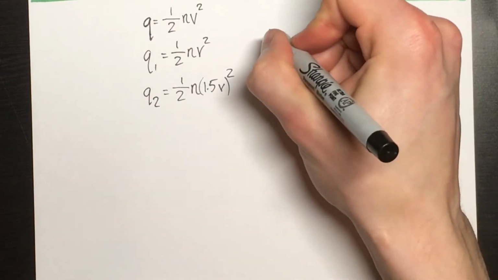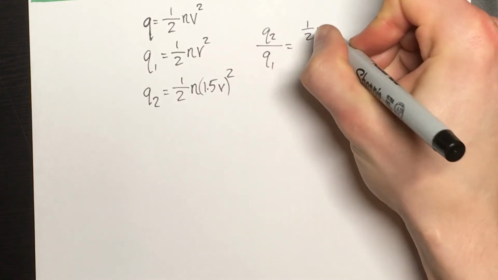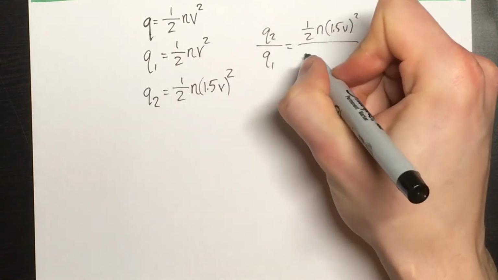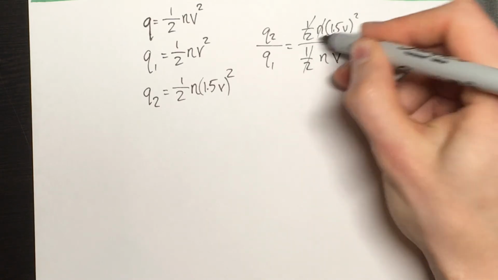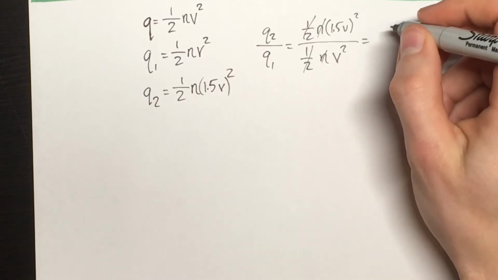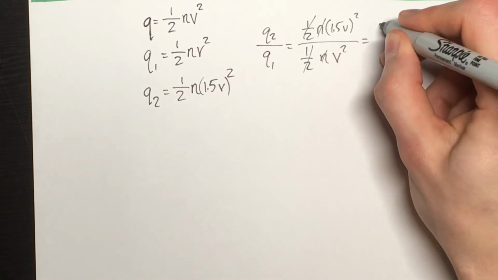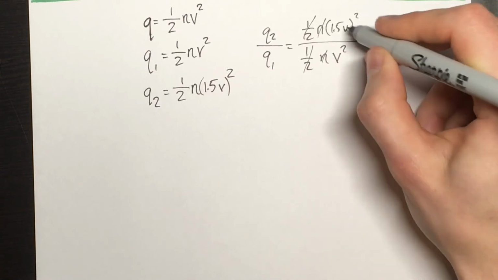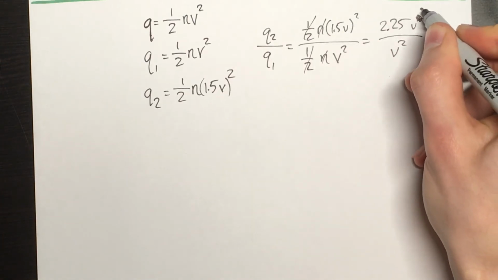So let's put Q2 over Q1, which would give us 1/2 n (1.5 v) squared over Q1, which is 1/2 n v squared. So from here, 1/2 cancels out, n cancels out. This is equal to 2.25 v squared over v squared. Again, when you're squaring it, you square this 1.5 and then you square the v, right? That's a v squared.